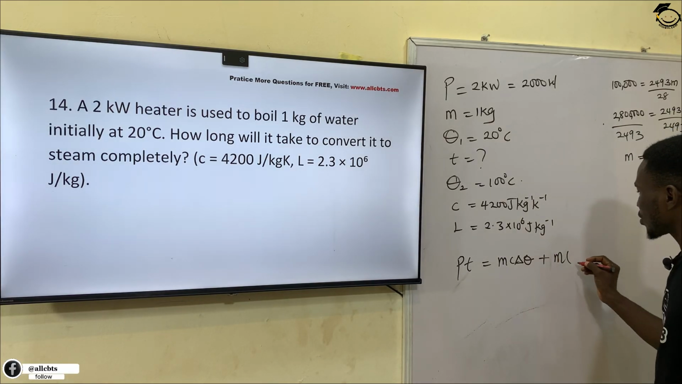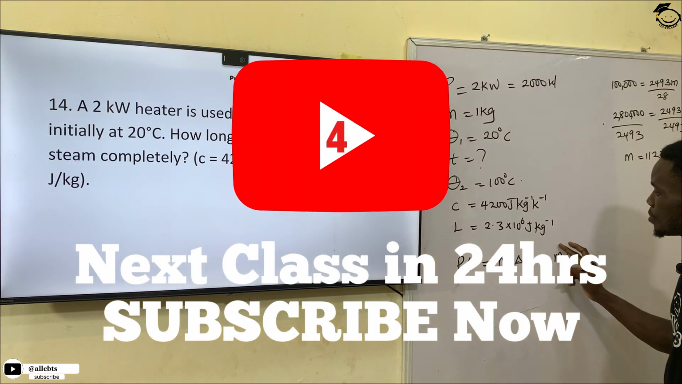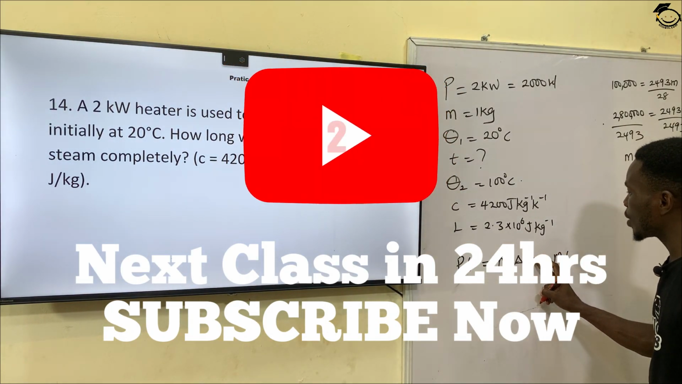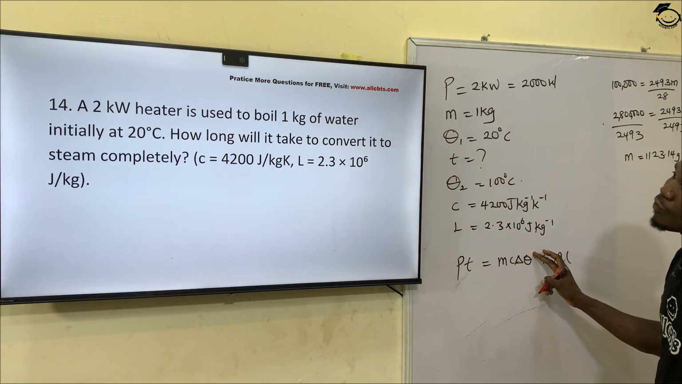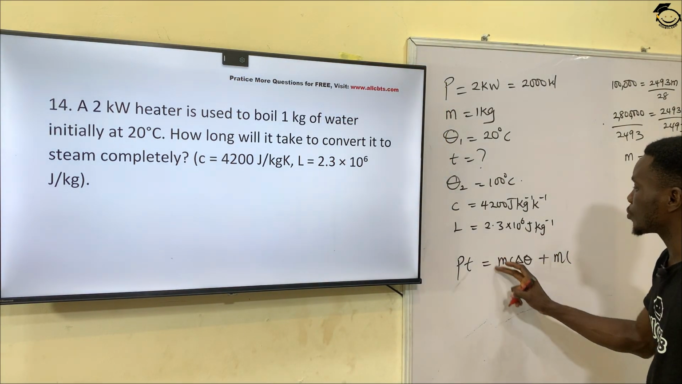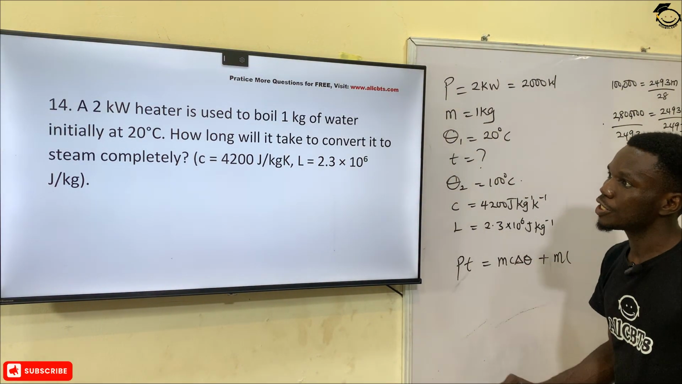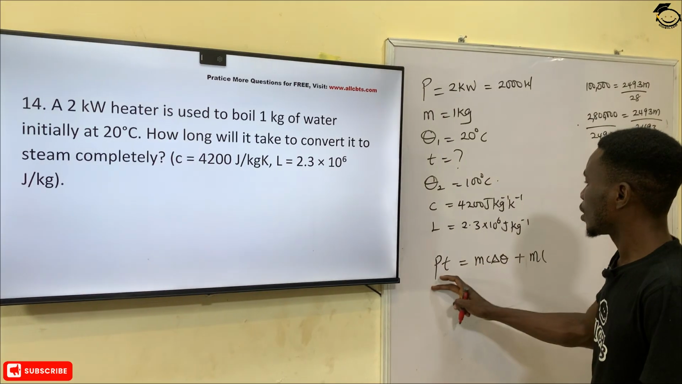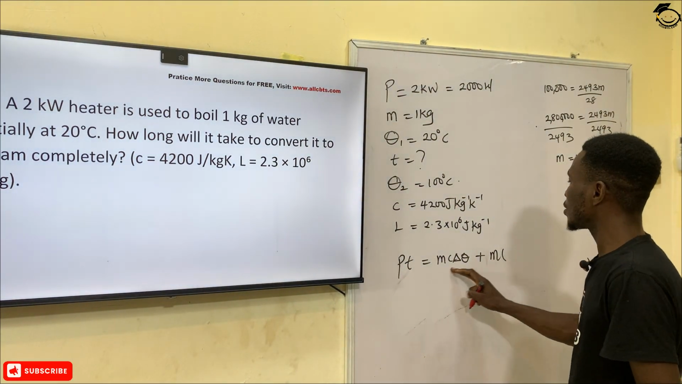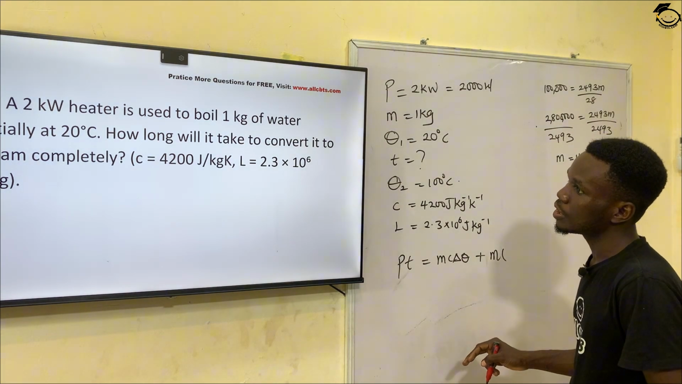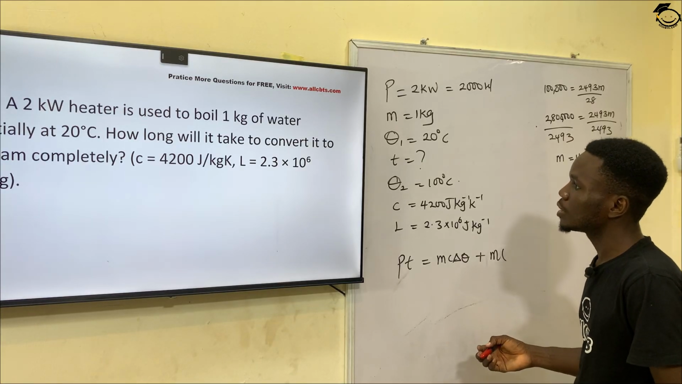So the amount of heat used in converting it from boiling water to steam, plus the amount of heat used in heating it from 20 degrees Celsius up to 100 degrees Celsius, will give me the total amount of heat that was supplied by the heater. So this is the heat lost here. The heater is the one losing heat to the water that you are heating up to 100 degrees Celsius until it is completely converted to steam.